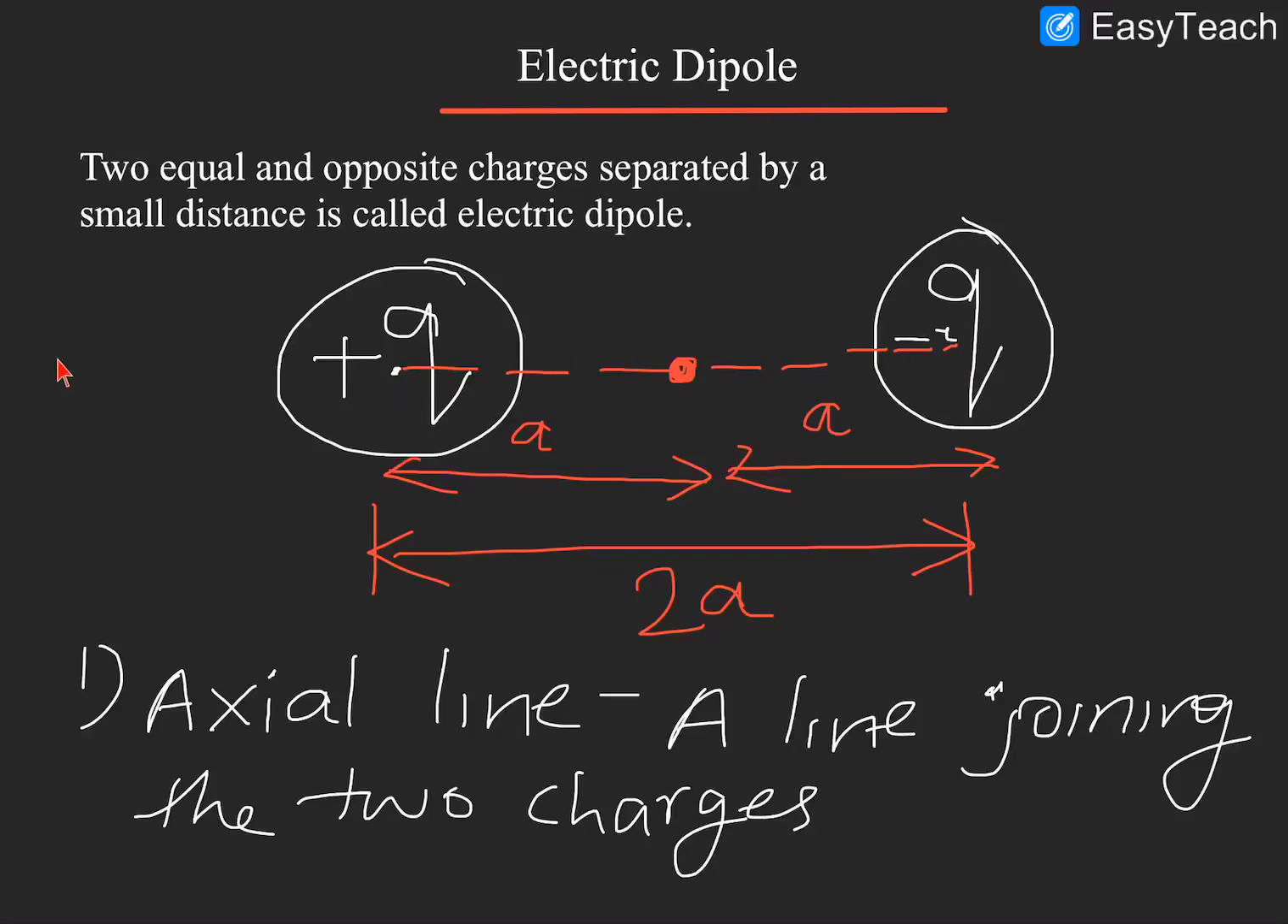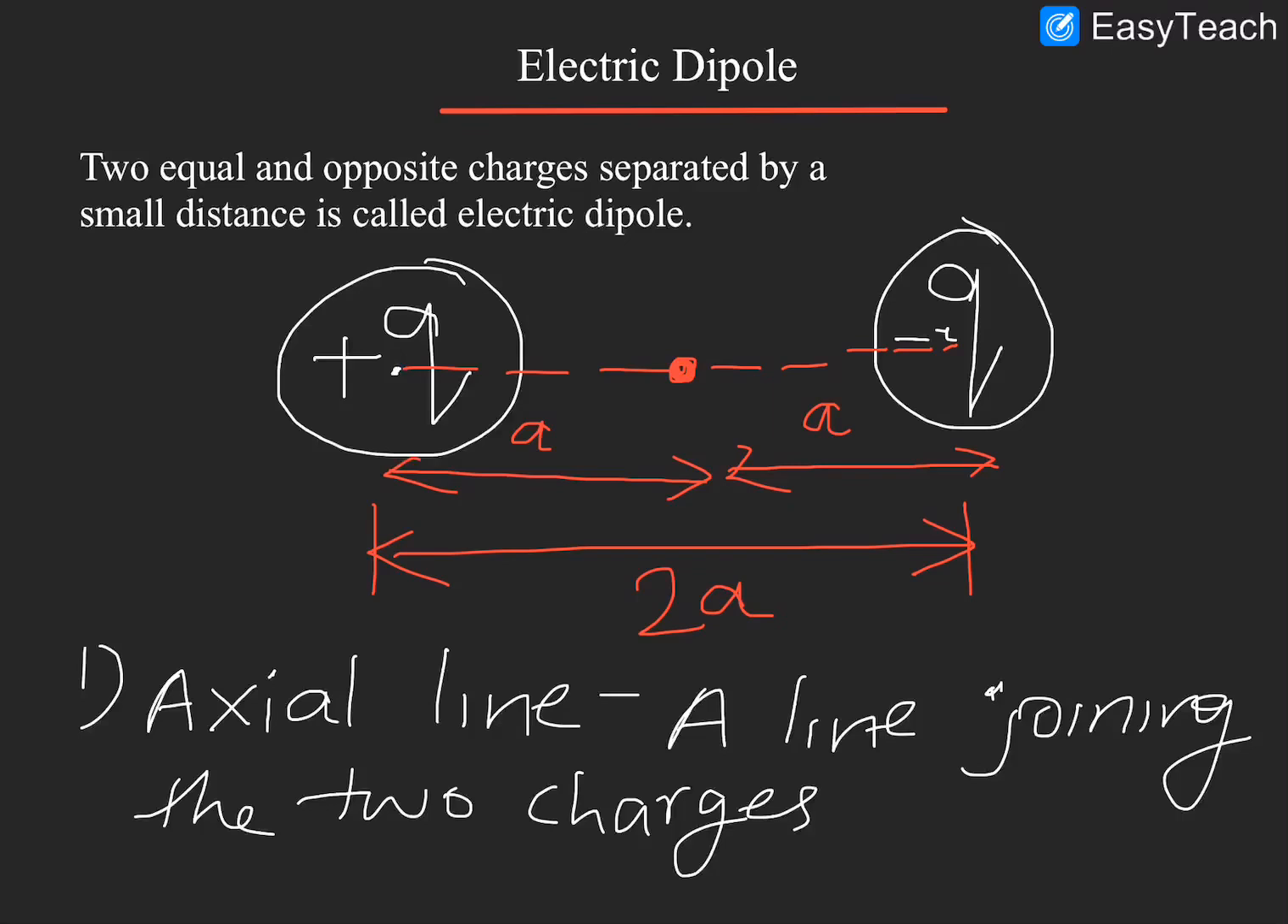You can extend this line in this side as well as in this side. So the line which can extend from one side to another side, moving from infinity to infinity, can be considered as axial line. So this is the axial line for a dipole. Any point on this axial line you can find out, and at that point you can find electric field and other quantities. So this line which is connecting the two charges is called axial line. This is the first term you can define in case of an electric dipole.